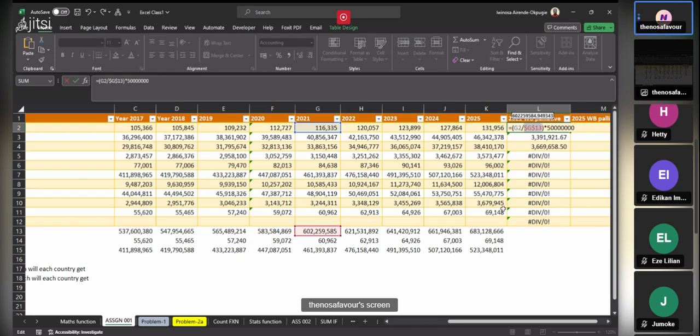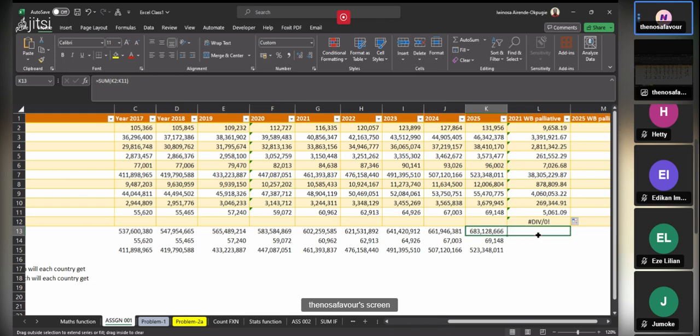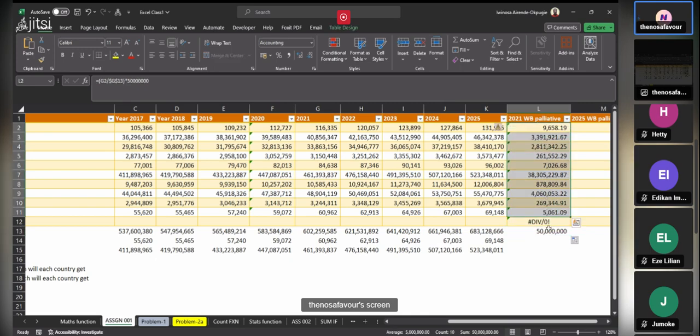Alright, so if I hit enter now and I drag down, let's see what happens. Can you see that it has now given me the appropriate values based on their population? To confirm that we are correct, if I sum this up, it should give me 50 million. So the sum of everything here is what? 50 million. Any question?